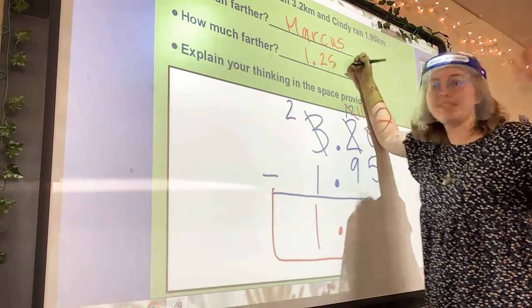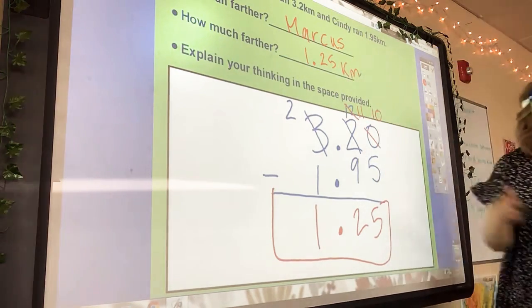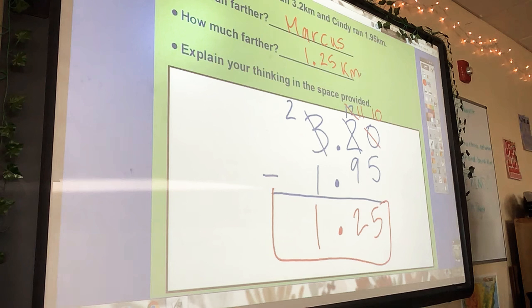Oh, nice. Raise your hand if you said kilometers after that. Nice. Give yourself a pat on the back. You are awesome. Because remember, Miss Witt likes you to label afterwards. So then it's 1.25 turkeys? No, kilometers, right?